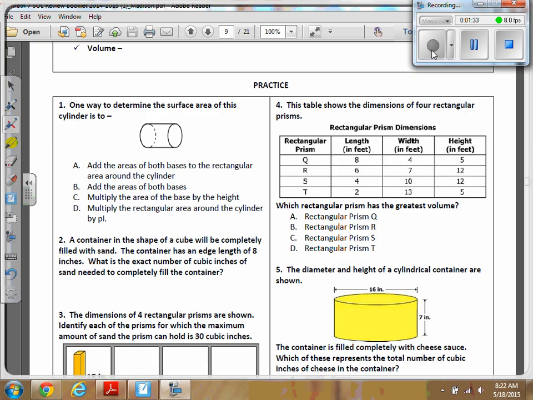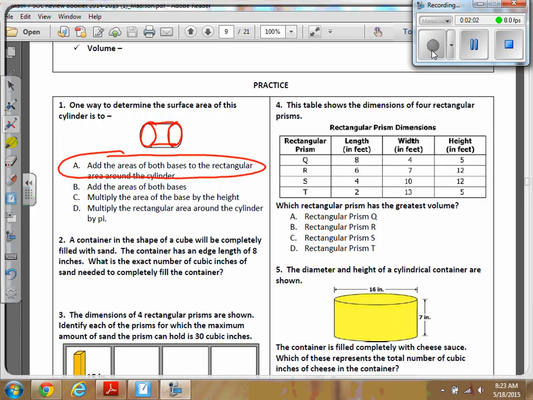I know that when I was talking with some students earlier, they thought the answer was D because it said pi. Just because something says pi does not mean that that's the answer. The answer is A. You have to add the area of the top, add the area of the bottom, and then you have to take the area of that rectangular piece around the cylinder. You've got to think about what that net looks like. So the answer for number 1 is A.